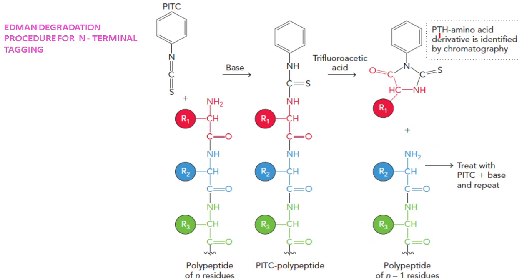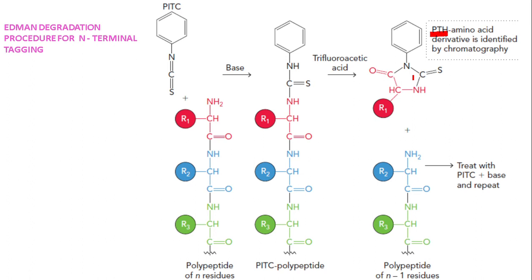What is PTH? Phenyl thiohydantoin. This is now called phenyl thiohydantoin amino acid. This amino acid was actually at the amino terminal end of this polypeptide chain, and the remaining part of the polypeptide chain is there. It contains N-1 residues. Now this PTH amino acid can be easily identified using paper chromatography, using different sets of standards.